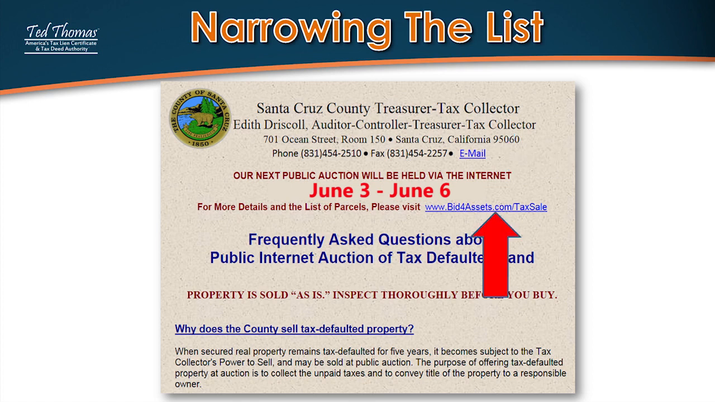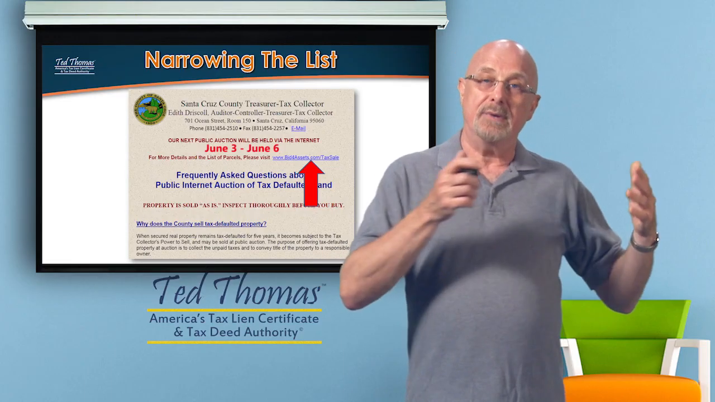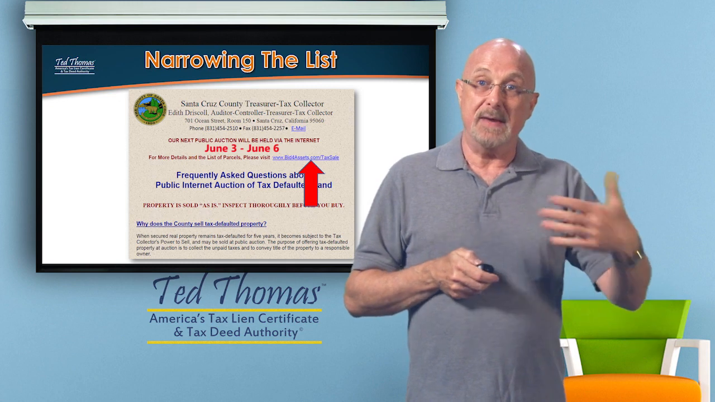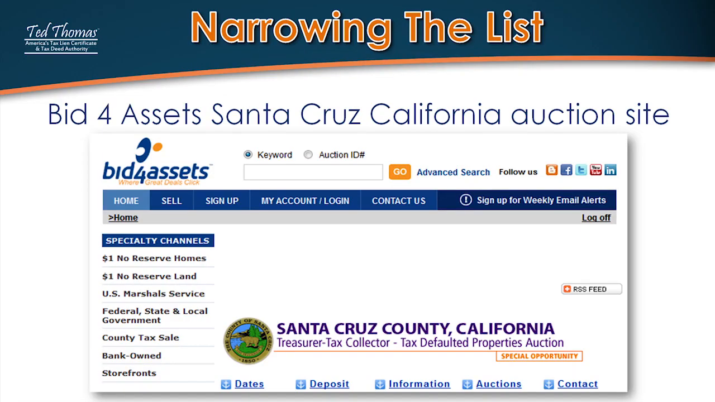Then we're going to go to the Bid for Assets website, which is a third-party auction platform. This third party handles the actual auction for the county. You are buying from the county, but Bid for Assets is managing it. And that is actually a very good thing because on the Bid for Assets site, they have a lot of links and information that make your research a lot easier. So here's the first page of the Bid for Assets Santa Cruz, California auction site.